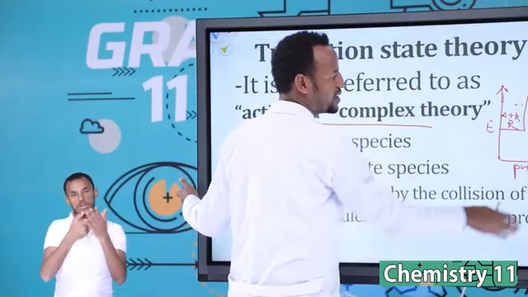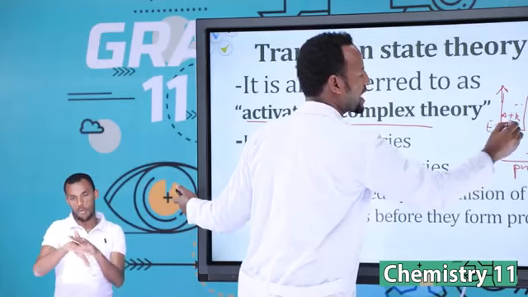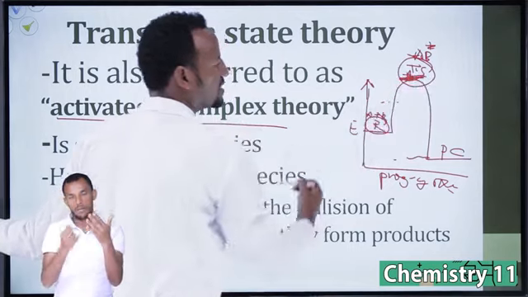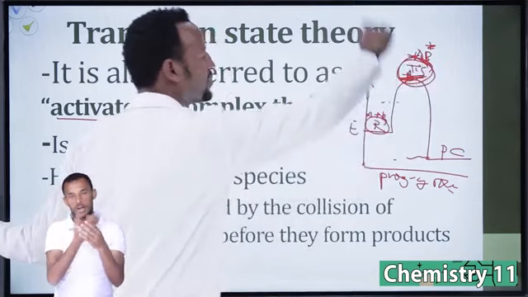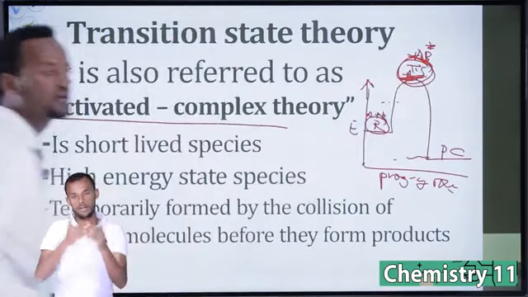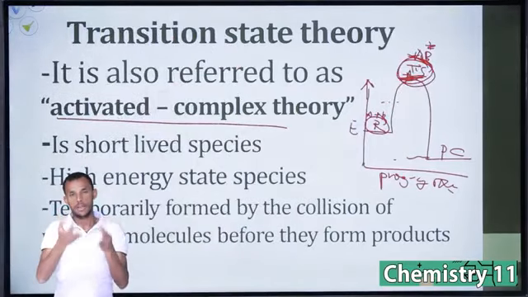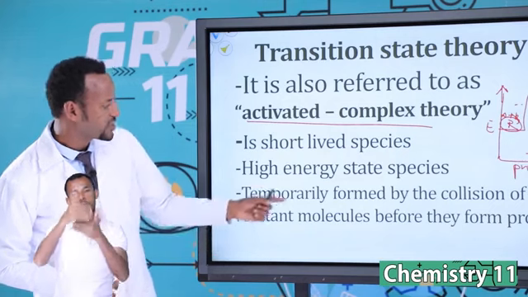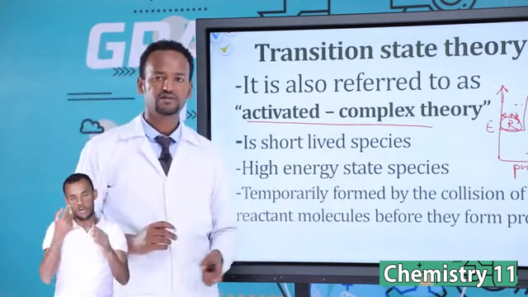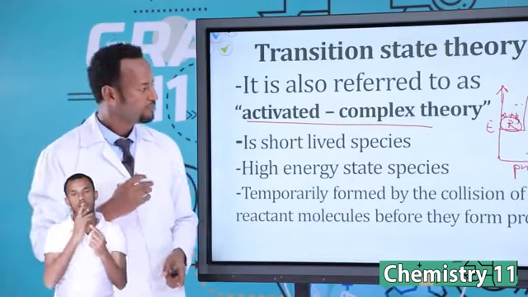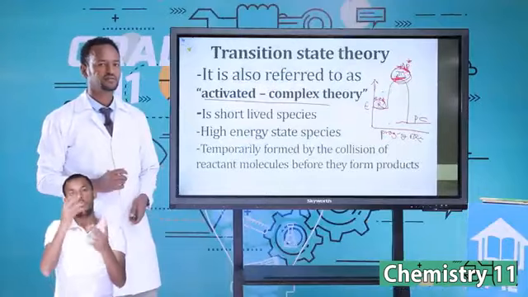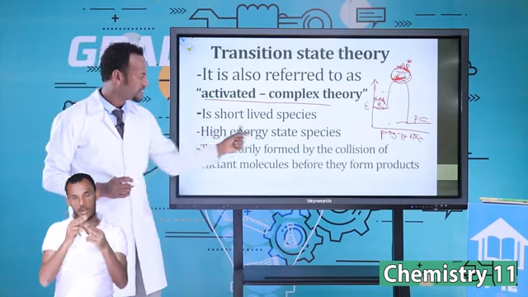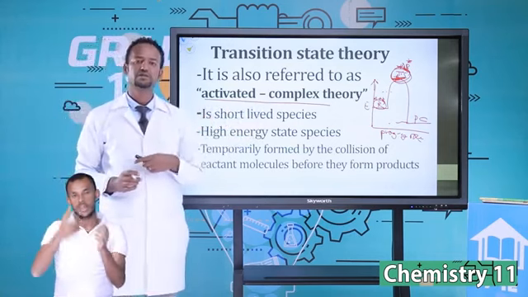Look at this diagram. Reactants are at this position and products are at the bottom. This is an exothermic diagram, and this is the transition state. The energy of the transition state is in a higher position, at a higher energy level. Because of the higher energy level, transition states are unstable, temporarily formed by the collisions of reactant molecules before they form products. Simply, the transition state is a short-lived, high energy, temporarily formed, and unstable species.